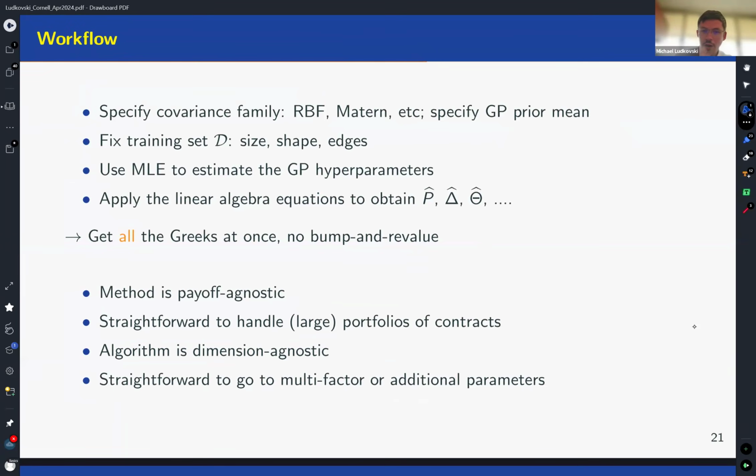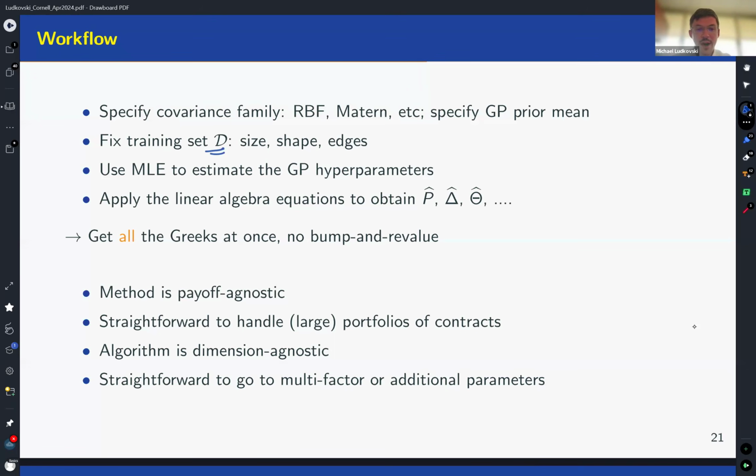So the workflow again is, I specify the ingredients of the GP. I fix a training set, either given to me as a data set, or I have to decide what I want to train on. Then I estimate the GP hyperparameters, and then it's basically linear algebra plus a little bit of very rudimentary calculus to get all the Greeks I want, and I get them all at once. So I don't have to do any bump and revalue. I don't have to recompute anything. I get all the Greeks in a self-consistent way across all the potential directions.